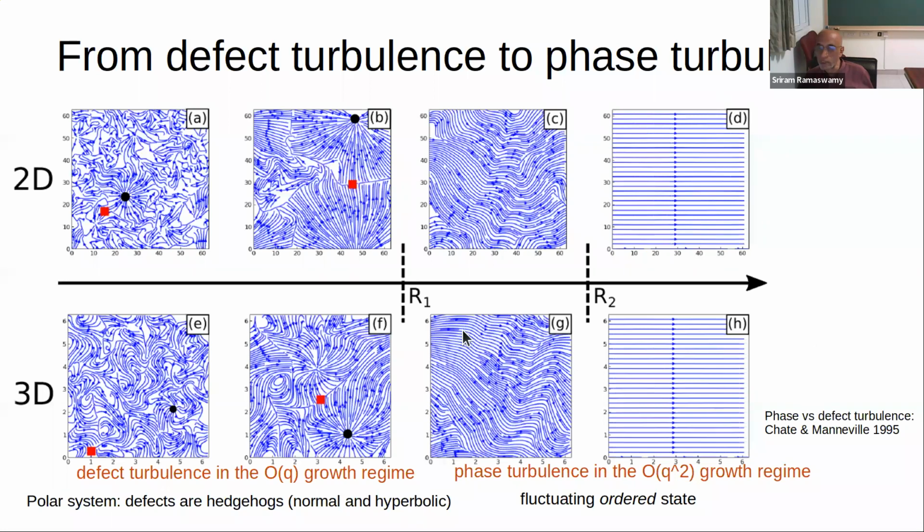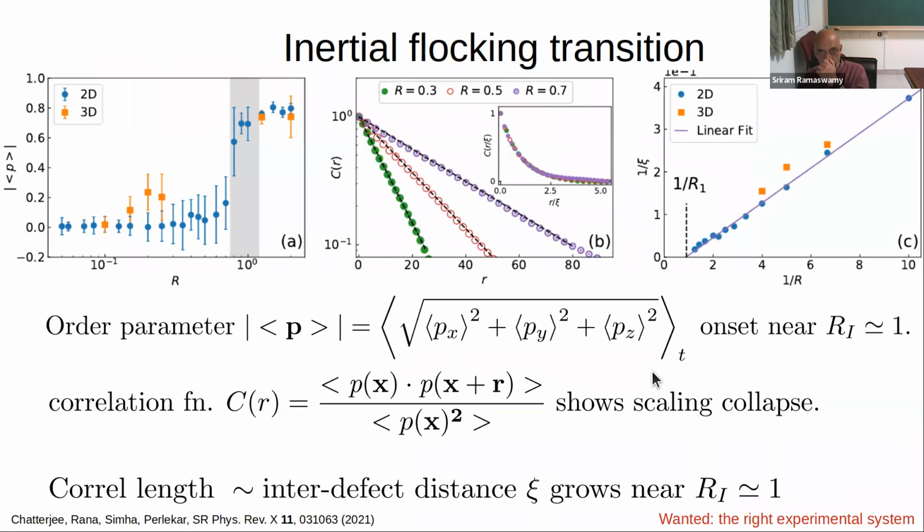So this is called a transition from defect turbulence to phase turbulence. And if you measure the order parameter, which is if you take the P field and measure its macroscopic average and then time average it and take the absolute value of that, you find that at low values of this inertia parameter, it's 0. And there's a nice clean onset to a state where P is non-zero. This is a non-equilibrium phase transition driven by motility alone.